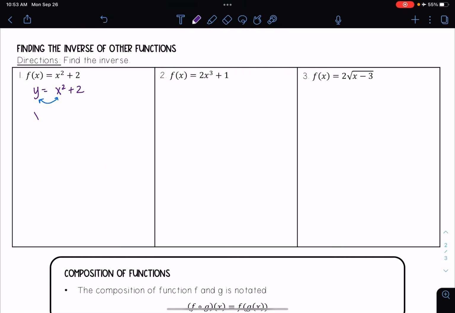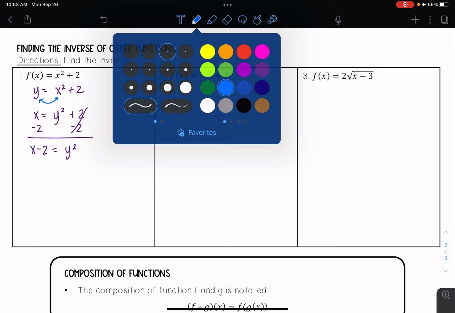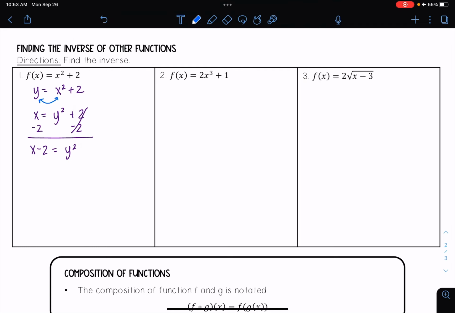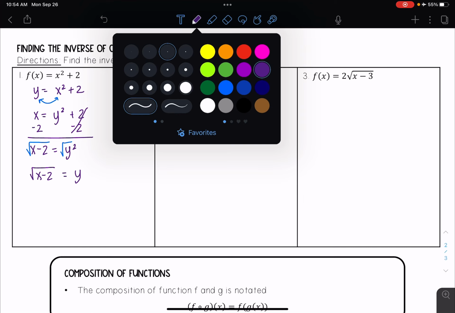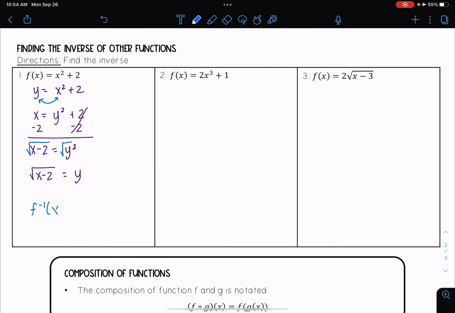So this becomes x is equal to y squared plus 2. And now I need to solve this for y. And so I'll subtract 2 from both sides. And I get x minus 2 is equal to y squared. And now I have to remember, how do I get rid of a square? Well, I need to do the inverse of that, which is taking the square root. And so taking the square root of both sides, I get that the square root of x minus 2 is equal to y. So that means that f inverse of x is equal to the square root of x minus 2.